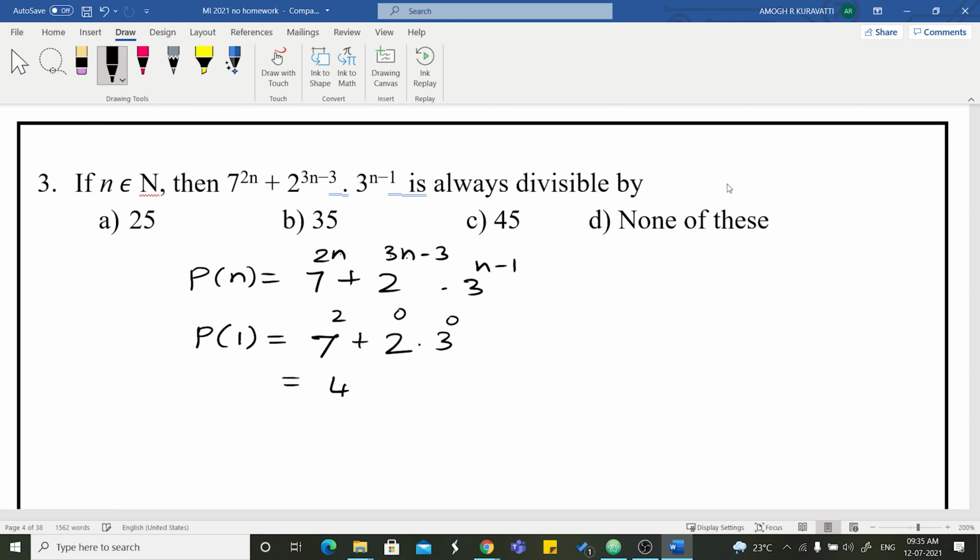So that is 7 square is 49. Any number to the power of 0 becomes 1. Again 3 to the power of 0 is 1. So 49 and 1 is 50. So 50 is divisible by which number? Is it 25 or 35 or 45 or none of these? Yes, 25, sir. Divisible by 25.